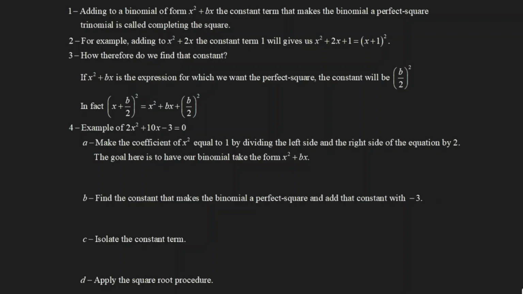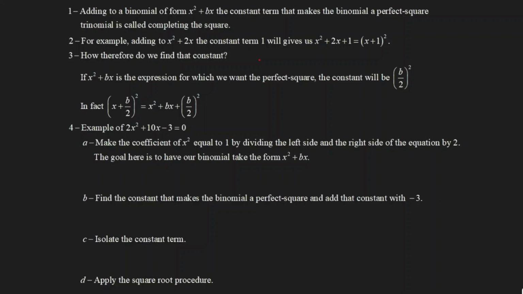So what does that mean? For example, we have here x squared plus 2x being the binomial. If we add 1, we will have x plus 1 all squared. So that's just how the completing the square method works. You try to find that constant for which, when you add it to the binomial we have, it will give us a perfect square.